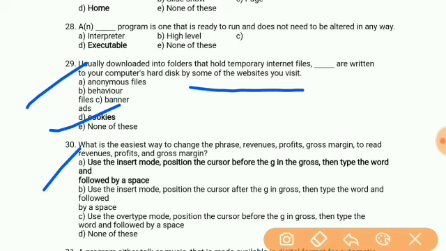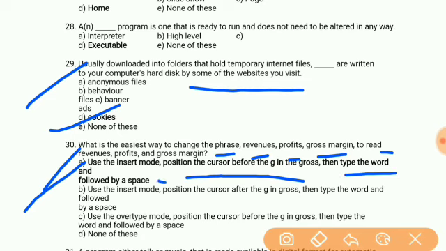Then what is the easiest way to change the phrase revenues, profits, gross margin to read revenue, profits and gross margin? That is, use the insert mode, position the cursor before the G in the gross, then type the word and followed by a space.